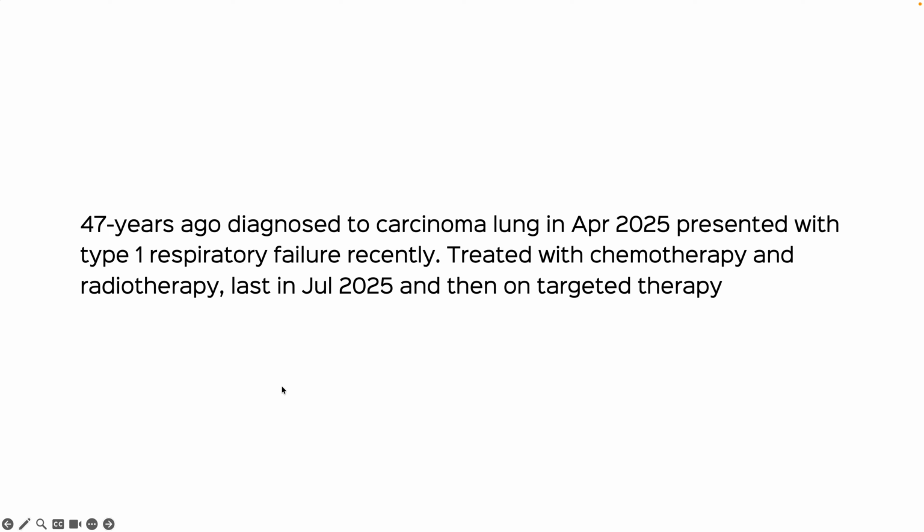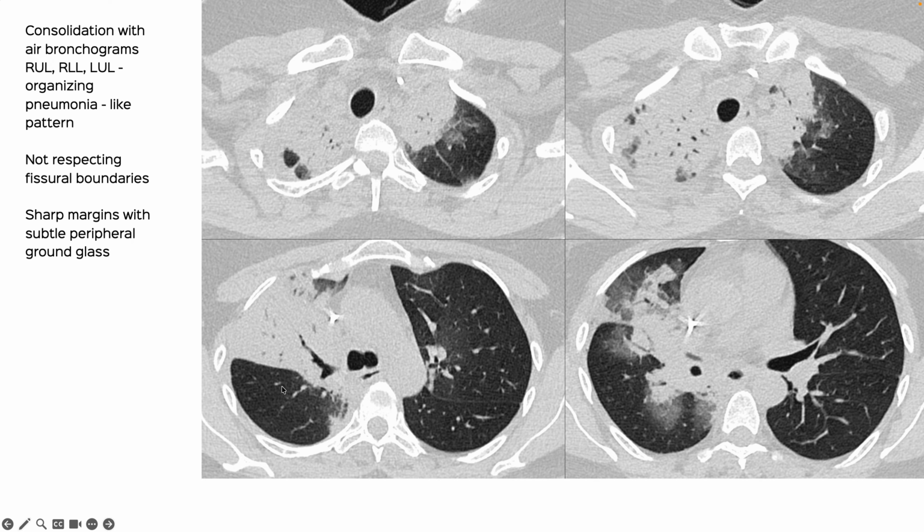So, this 47-year-old was diagnosed with CA lung in April 25 and presented recently with type 1 respiratory failure. Chemoradiotherapy was given, the last dose of radiotherapy was in July 25, and then targeted therapy. And this is the recent CT scan done about 5 or 6 days ago.